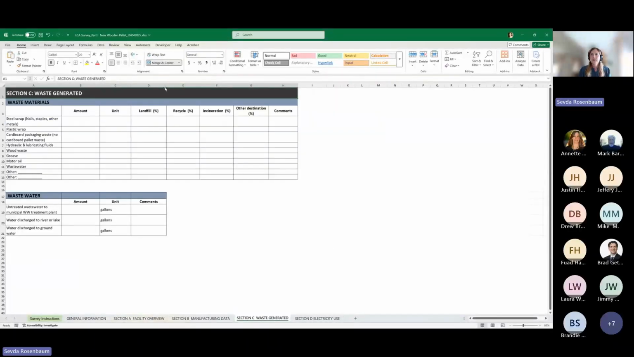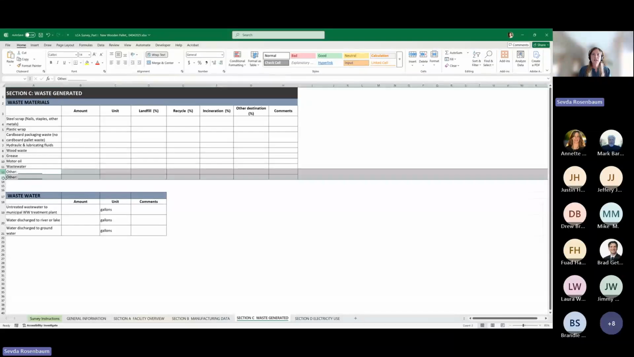And section C is the waste generation. We are asking in column A, we listed some of the materials that we know are generated, that could potentially be generated as a waste at a wooden pellet manufacturing facility. And in most of the tables, we have this other section at the end. If there are any materials missing here, please feel free to add. We're asking for the amount.